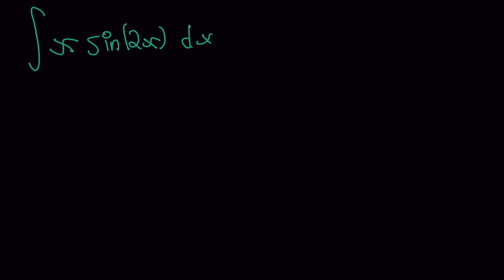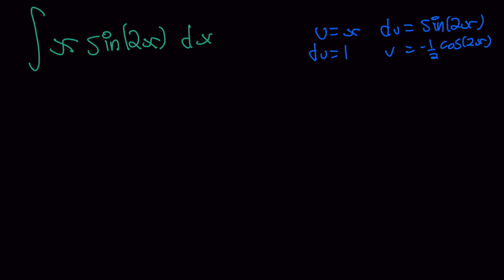Next question, very easy as well. If you want to pass your test, you need to know these. So for u, what's simpler? What derivative is simpler, sine or x? Obviously x, it just becomes 1, so du equals 1. Then dv equals sine 2x. When you take the integral of sine 2x, it becomes negative 1/2 cos 2x. Now, how do I know that?